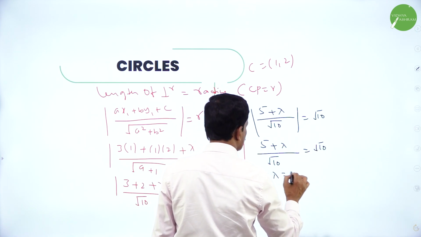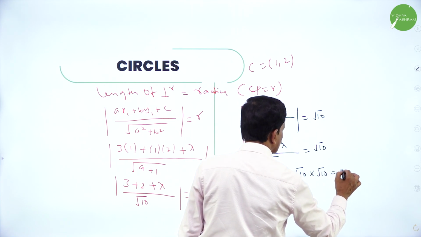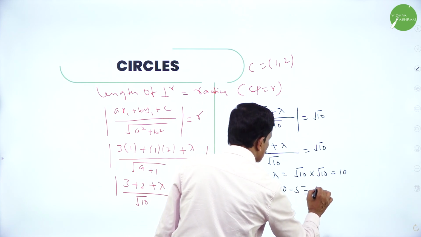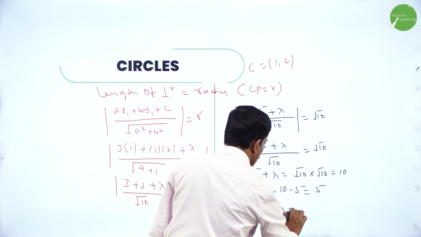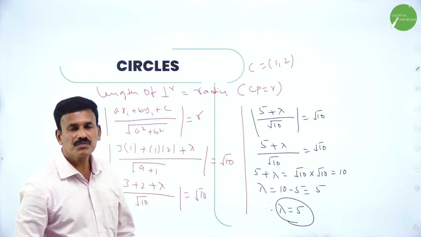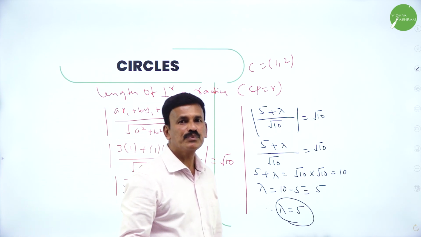5 plus lambda is equal to root of 10 into root of 10, root of 100, that's equal to 10. So, lambda is equal to 10 minus 5, that's equal to 5. So, therefore, the value of lambda is equal to 5. So, lambda is equal to 5 in this case, that's it. Instead of k, it is lambda, same as that of the previous problem.